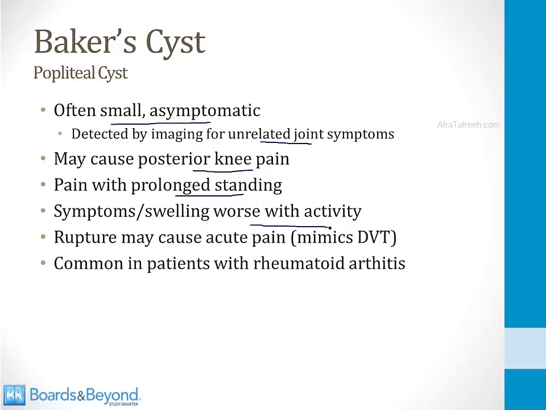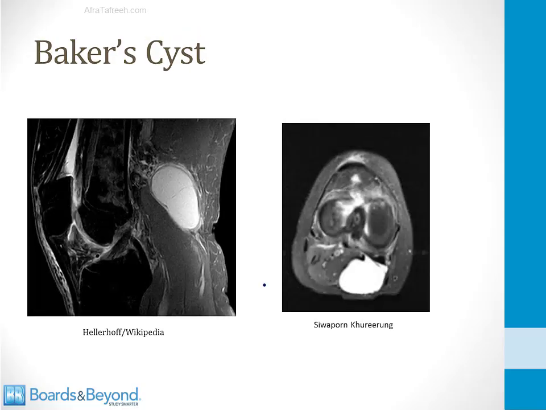And occasionally these cysts will rupture and cause acute pain in the lower leg that can mimic a deep vein thrombosis. And if you just remember that these types of cysts often happen in people who have knee inflammation, then it's easy to remember that these are common in patients with rheumatoid arthritis, which often involves the knees. Shown on the screen are two MRI images of very large Baker's cysts. You can see the white fluid collections in the back of the knee. That is a Baker's cyst.